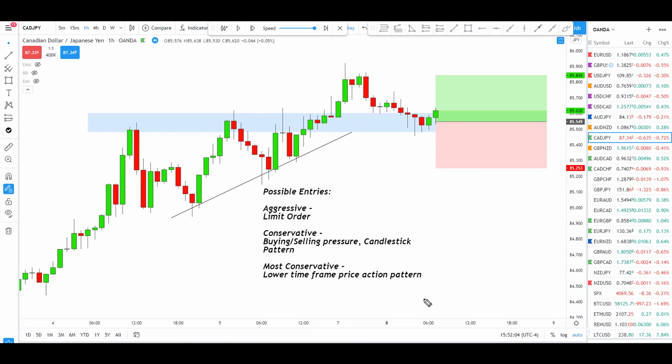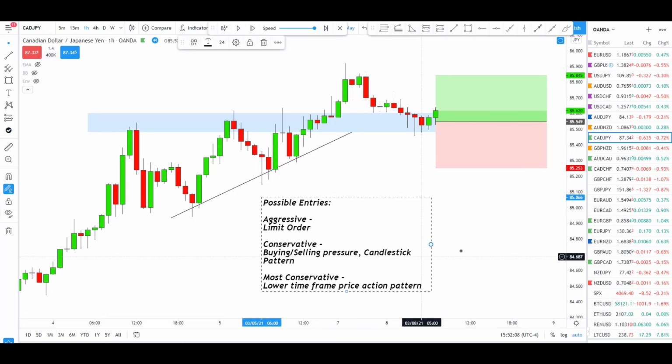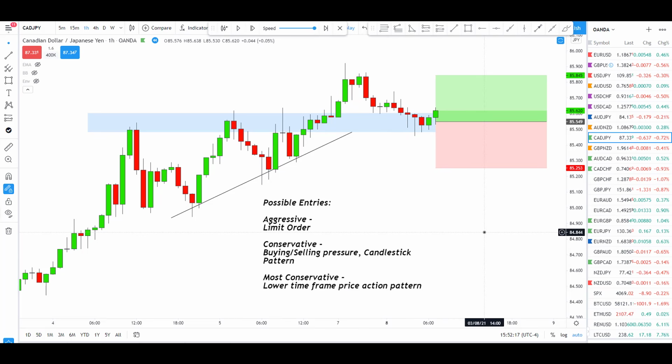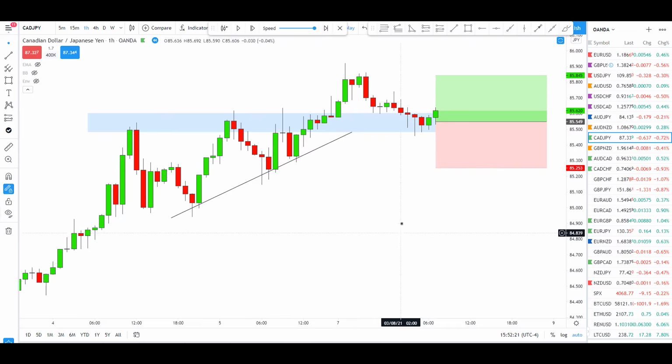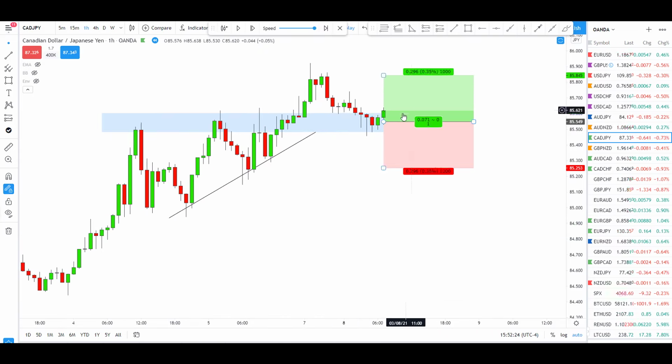So those are the 3 ways I like to enter these types of trades, depending on the currency pair and the volatility of the current market. Again, this is all going to reveal itself. What you should use will reveal itself in your testing process. Now that we've gone over entries, let's discuss stops and targets, which are going to be slightly different depending on the way you enter these trades.